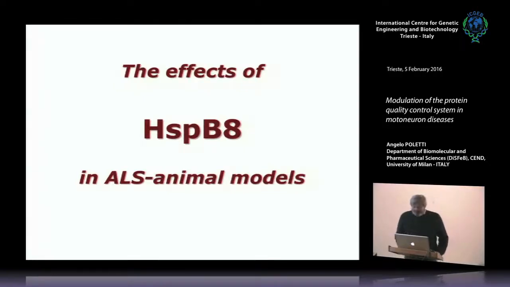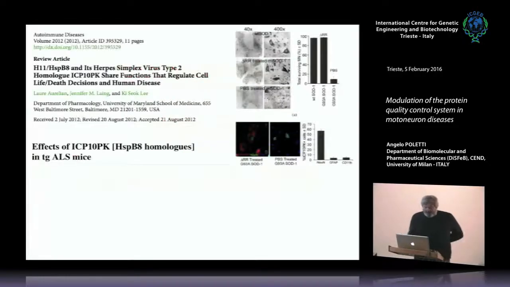What about animal models? Unfortunately, there are no mice that overexpress HSPB8, so we cannot do this experiment at the moment unless we produce the mice. But there is a nice report using a homolog of HSPB8, and surprisingly it was found in herpes simplex virus type 2. This protein is highly homologous to HSPB8. This is contained in this virus.